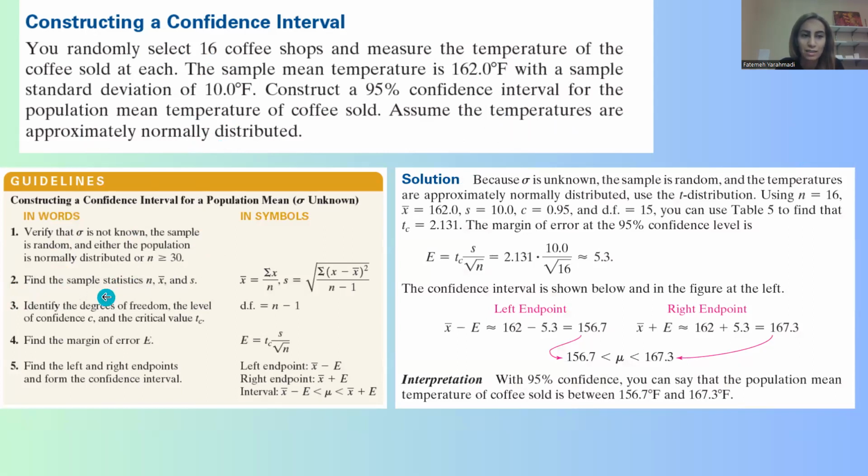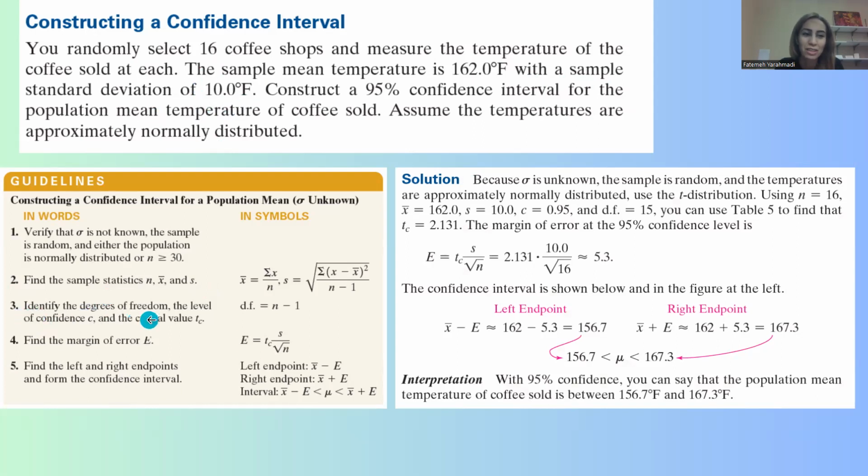Find the sample statistics, N, X bar, and S. N is the sample size. Sample size is 16. We selected 16 coffee shops. X bar is the mean temperature of the sample, which is 162. S, or the sample standard deviation, is also given with a sample standard deviation of 10 degrees.